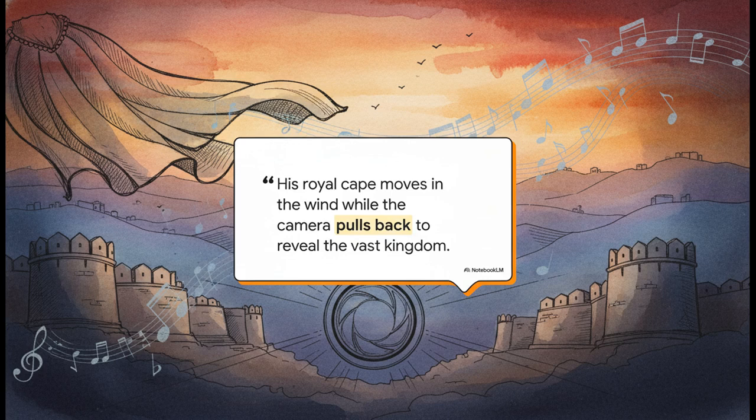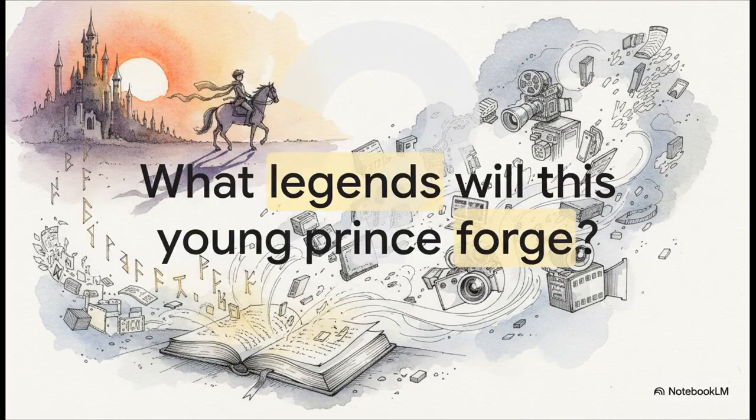The physical pullback of the camera is a classic Hollywood technique, used to show the hero facing their future, transitioning away from the intimacy of childhood and looking out at the vastness of the kingdom they must one day rule. It is a masterful, sweeping conclusion to an incredible set of instructions. Which leaves us with this final thought. As the sun sets on his childhood, what legends will this young prince forge beyond the horizon?